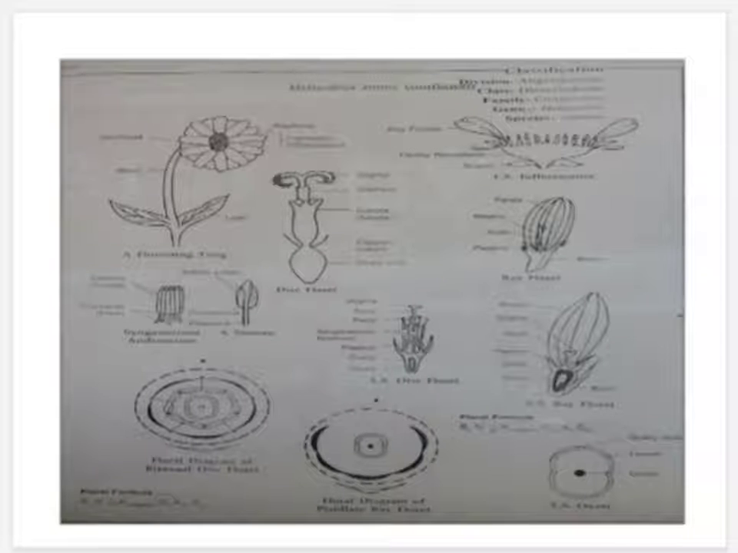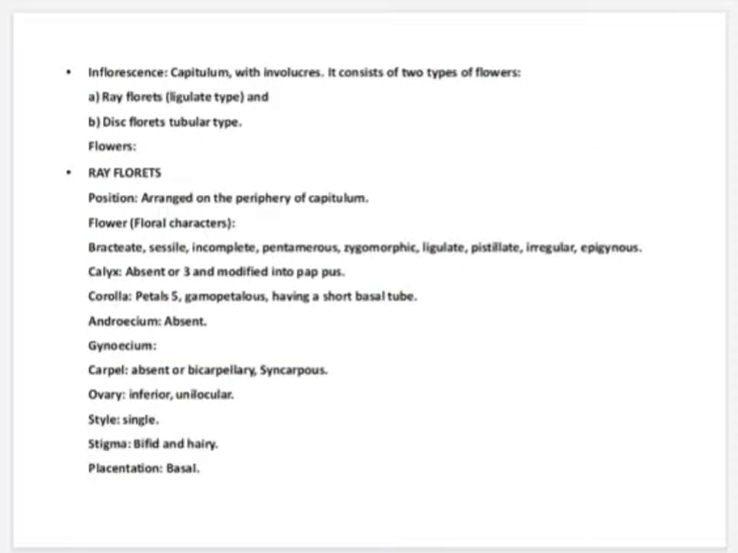Now let us see the different floral parts of the flower Helianthus annuus. Inflorescence, capitulum with involucre. It consists of two types of flowers, means ray florets, that is ligule type, and disc florets, which are tubular type.